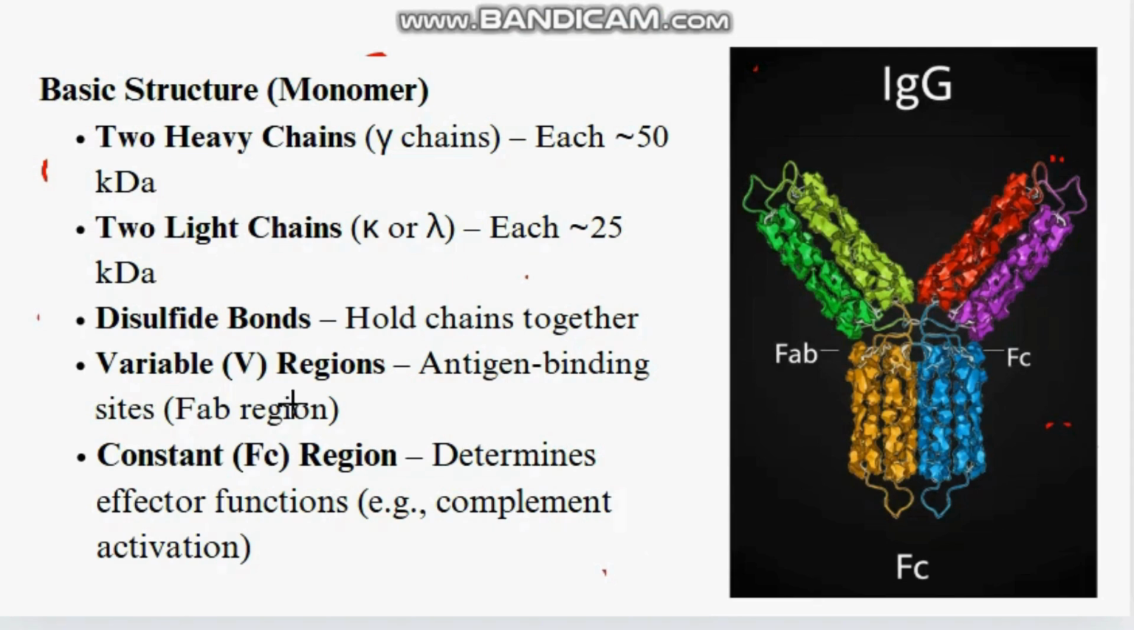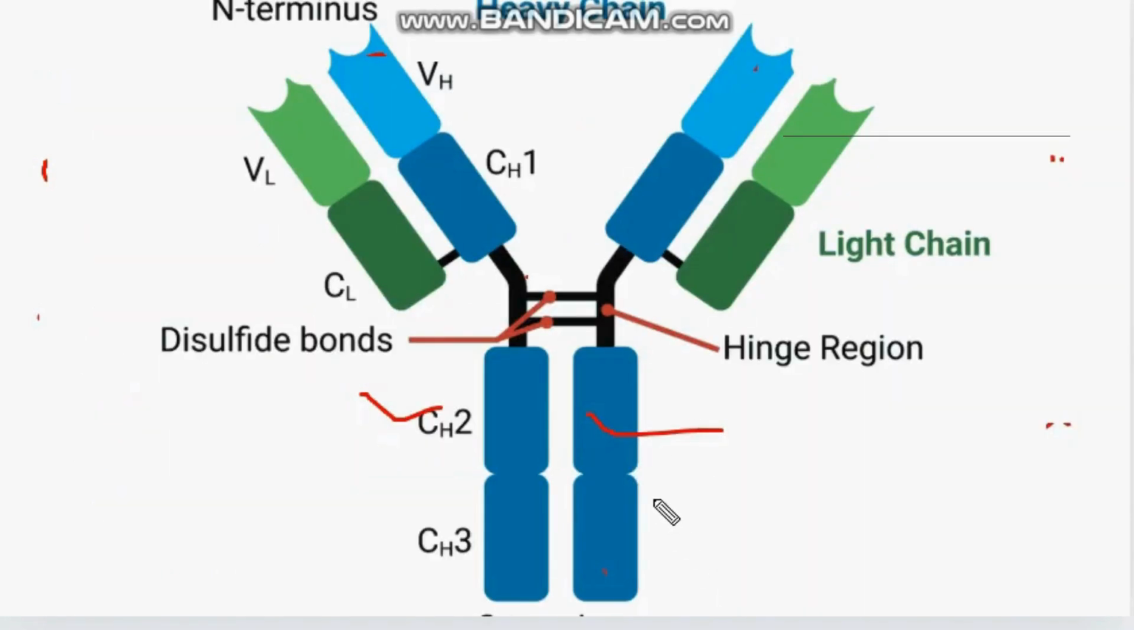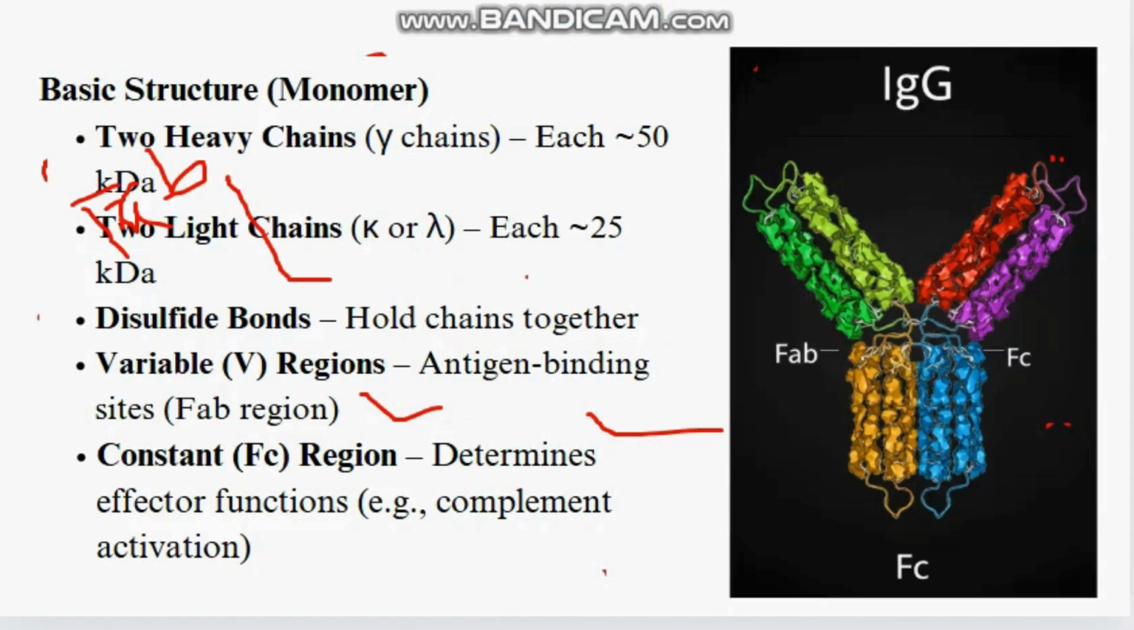And the remaining thing in this structure is the Fc region and the Fab region. Here we can see the Fab region. And here we can see the Fc region. So this is the Fab region and this is the Fc region.